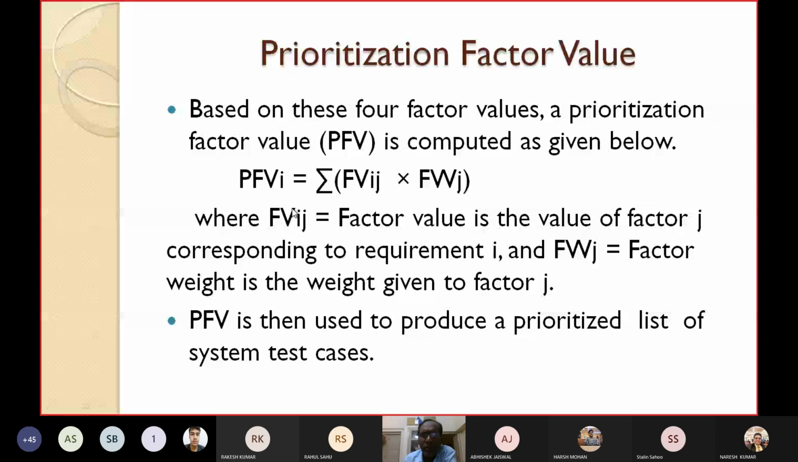PFB is then used to produce a prioritized list of system test cases. If you can prioritize the requirements, then you can easily prioritize the corresponding system test cases. Okay, this is how this PORT method works.